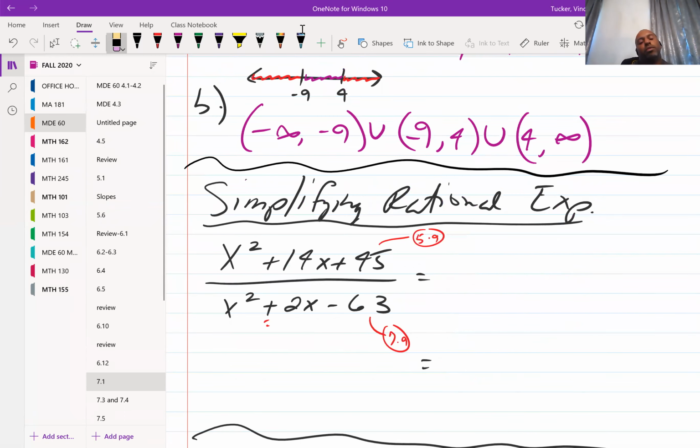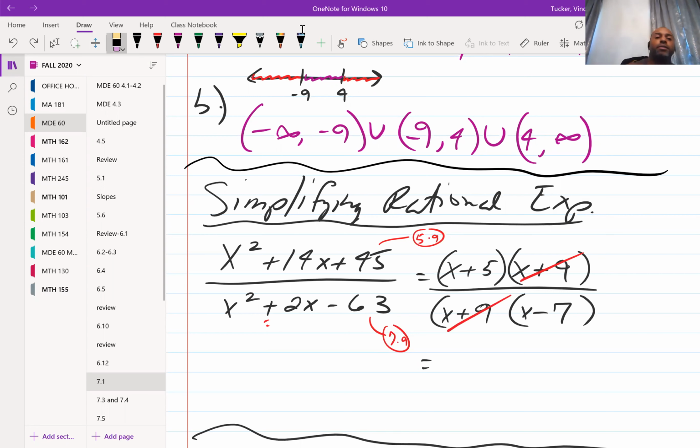All right. So next thing in this section we'll emphasize is the simplification of rational expressions. In this case, we have x squared plus 14x plus 45 over x squared plus 2x minus 63. So the first thing you want to do is to factor each expression. So you will factor them individually, factor the numerator, factor the denominator, and see what you get. If you have anything in common after that, just like any regular fraction, you can cancel out what's in common with the top and bottom.